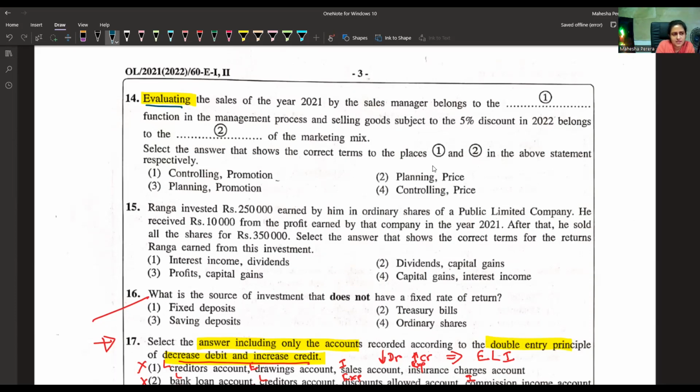Right? Then what is next? Selling goods, they are talking about a marketing mix variable.